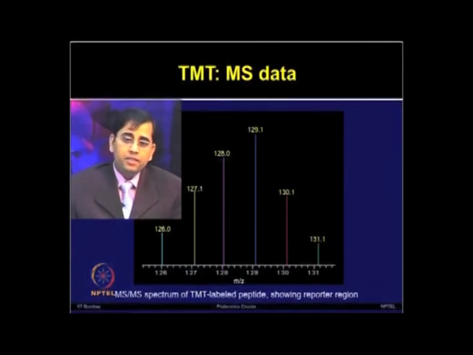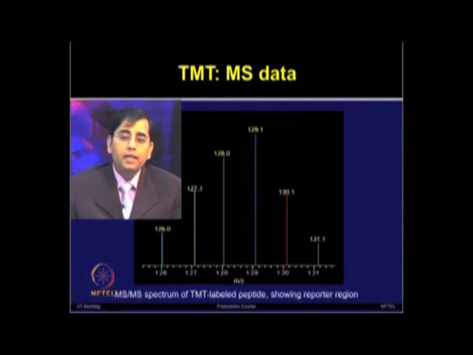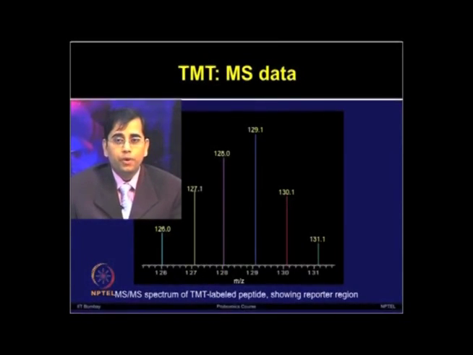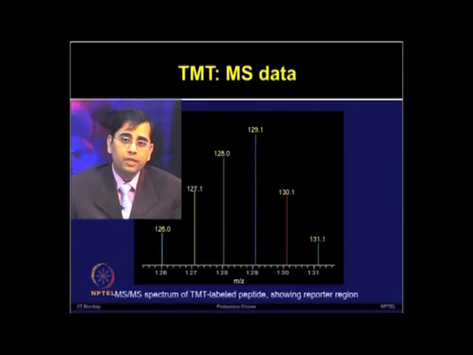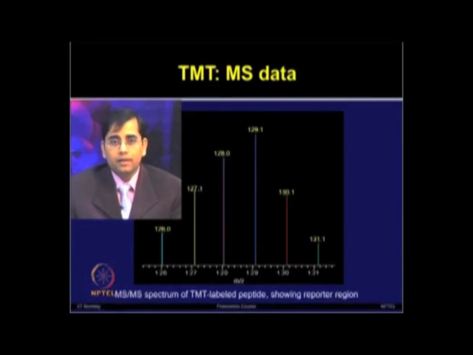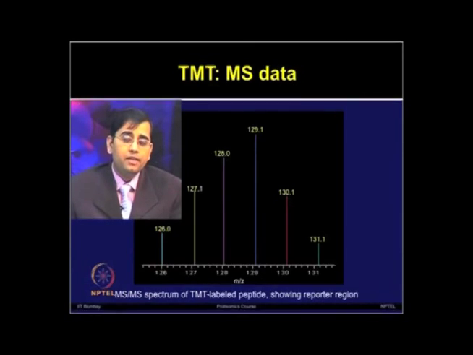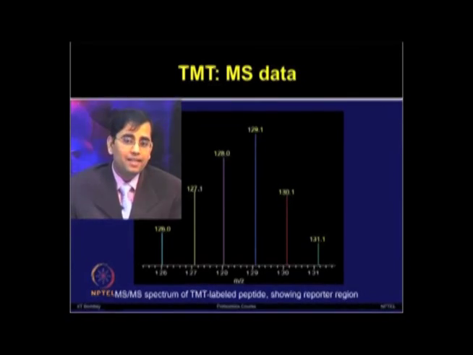One representative MSMS spectrum of a TMT labeled peptide, which is showing a reporter region. The relative abundance of target protein or peptide fragment in 6 different samples can be easily measured by comparing these signature mass peaks, which are generated by the different mass tags.